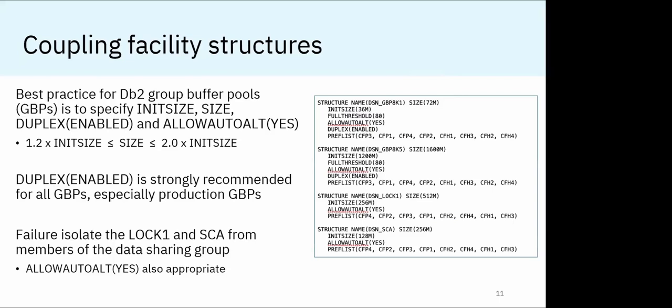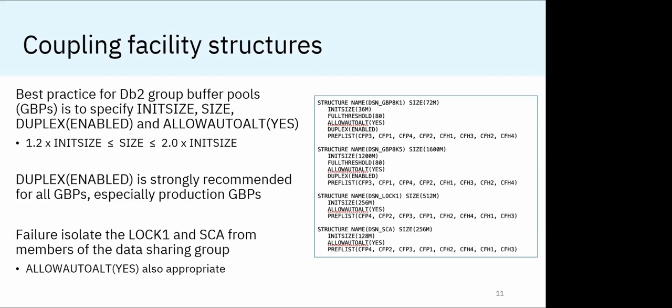Coupling facility structures. So this is some of the recommended best practices that we look for and we recommend to customers. Specifically for group buffer pools, you want to specify the init size. The duplex should be set to enabled and allow auto yes. So this is all best practices. Again, we have seen customers have these settings. We've seen them not have these settings. It depends on the environment, but we are always going to recommend these specific settings.